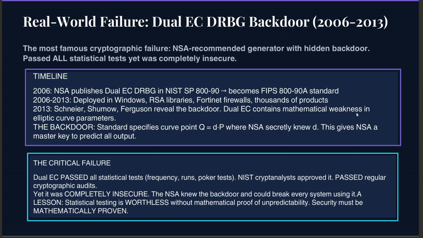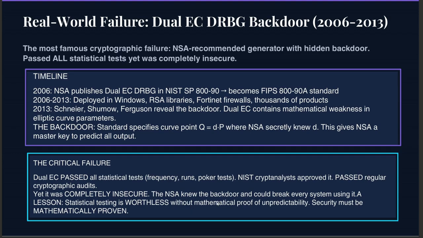The vulnerability was based on the elliptic curve parameters, especially the standard defined a curve, a point Q related to another point P through a secret value d. Mathematically, Q equals d multiplied by P. Now, if an attacker secretly knows d, they can predict the generator output. The NSA likely knew this hidden relationship, meaning they could potentially predict the output of any system using Dual EC DRBG. A generator looked random, passed all the tests, became an official standard, yet was secretly compromised.